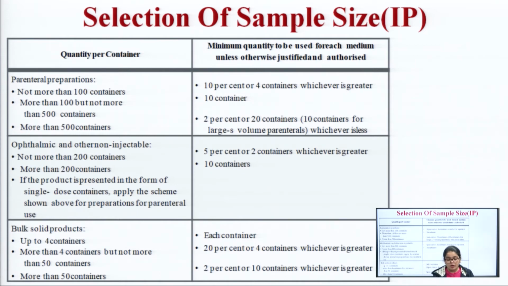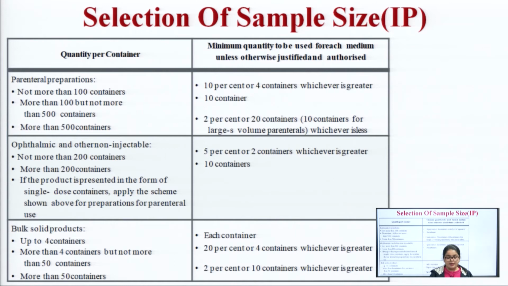If the lot is more than 100 but not more than 500 containers, the number of containers which should be used is 10. If the lot is more than 500 containers, then 2% or 20 containers should be used, and 10 containers for large volume parenterals, whichever is less. So, this is the number of vials or containers which will be used for the sterility test, and these are the sample sizes depending on how much lot is there.